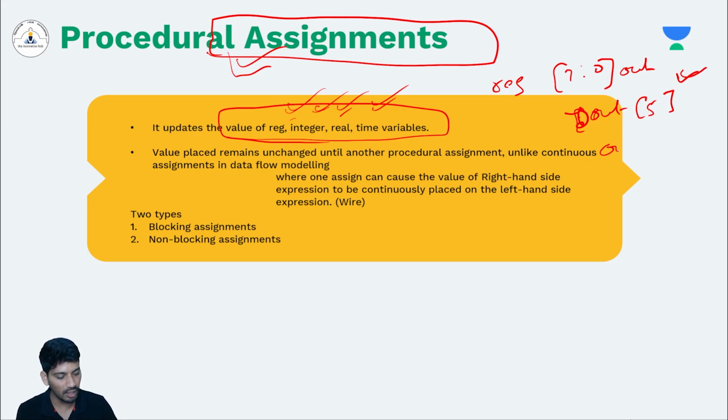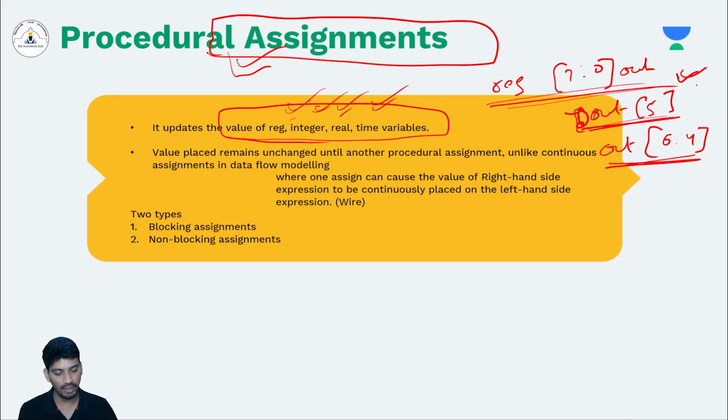Only one bit we are selecting. Or part select is like this, 6 down to 4. This is a part of the vector. This is a bit select of the vector, and this is a complete vector. You can assign to either a single register or vector, or bit select, or part of the vector, or integer, any data types, using these procedural assignments. Okay. What is its purpose? It places the value, and the value remains unchanged until another procedural assignment places another value.